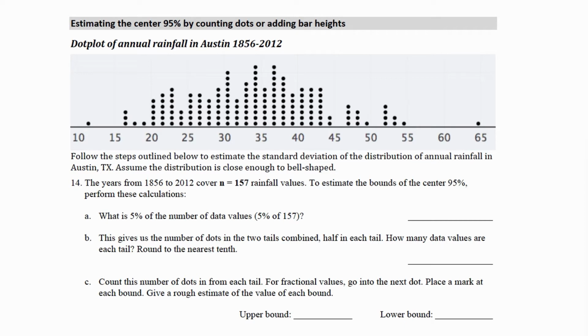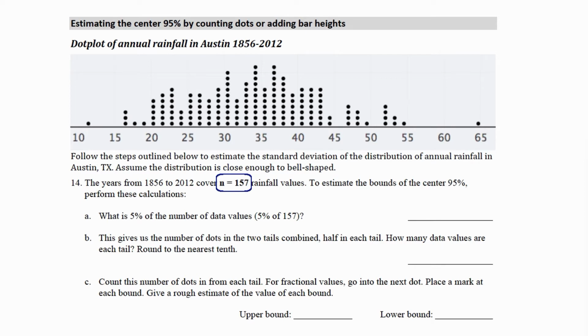In this case, we have a dot plot of annual rainfall in Austin from 1856 to 2012, and this happens to cover 157 rainfall values. So what we want to do is figure out how many dots would be in each tail if we have captured the center 95%.